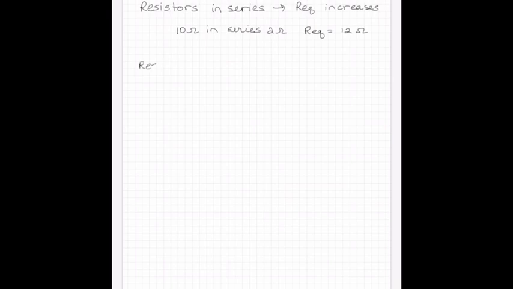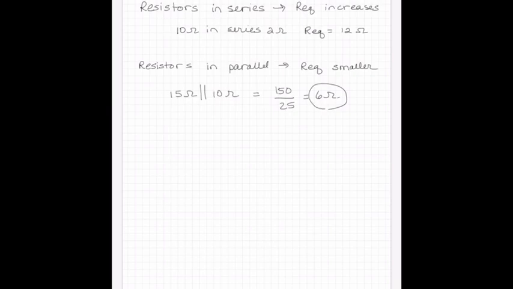However, resistors in parallel, they get smaller. The equivalent resistance gets smaller. So if we have 15 ohms in parallel with 10 ohms, remember we do product over sum, so 150 over 25, and we get 6 ohms. And note that that equivalent resistance, 6 ohms, is smaller than either of the two resistors in the string.